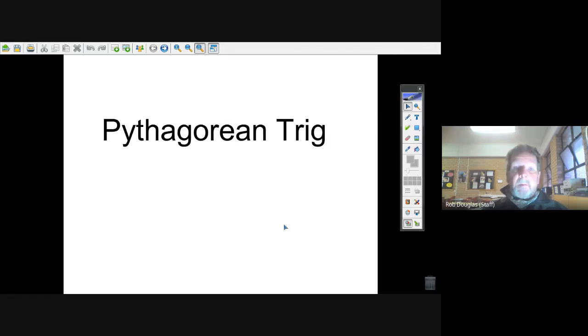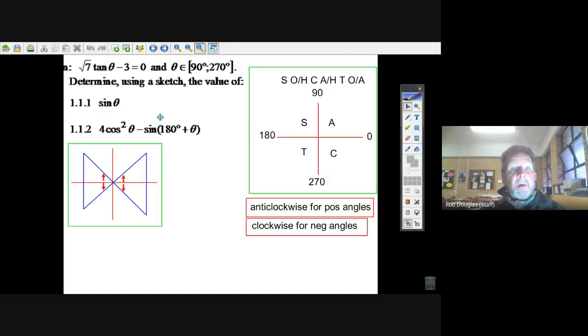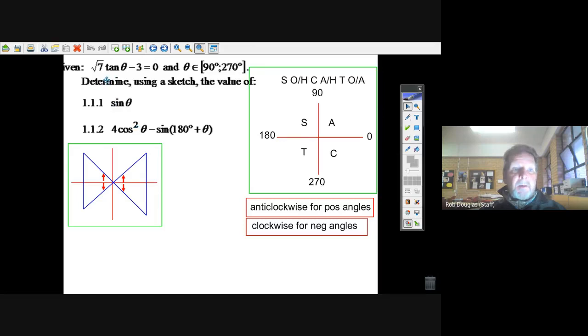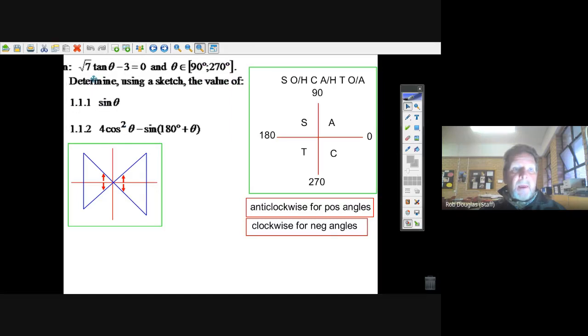Okay, today we're going to do a topic called Pythagorean trigonometry, and let's just take a look at a question here. You're given that root 7 multiplied by the tangent of theta minus 3 equals 0, and you're told that theta is between 90 degrees and 270 degrees. You're supposed to figure out the sine of theta and 4 cos squared theta minus the sine of 180 degrees plus theta.